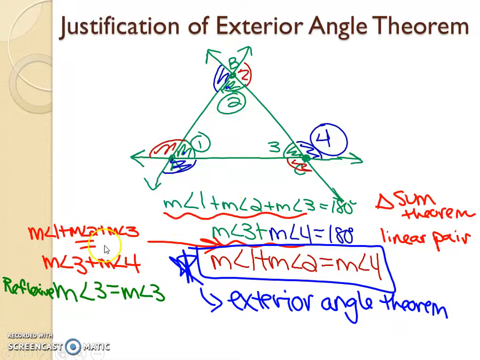Why is that? Because angles 1, 2, 3 add up to 180. 180 minus 3 will be 4, because this is a linear pair. That means if I do 180 minus 1 and 2, that is going to be 3. So if I do 180 minus 3, it's 1 and 2. Angles 1 plus 2 plus 3 is 180. Angles 3 and 4 is 180. Therefore, angle 3 and angle 3 are equal to each other. That means angles 1 and 2, if you add these two, is equal to 4.